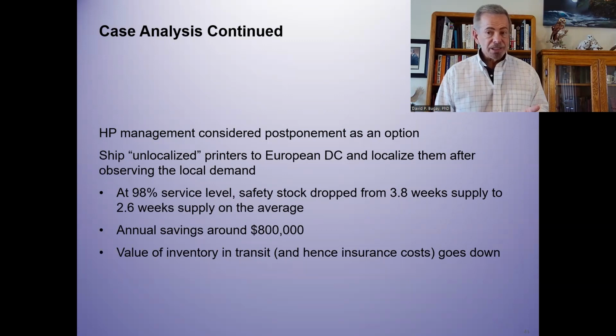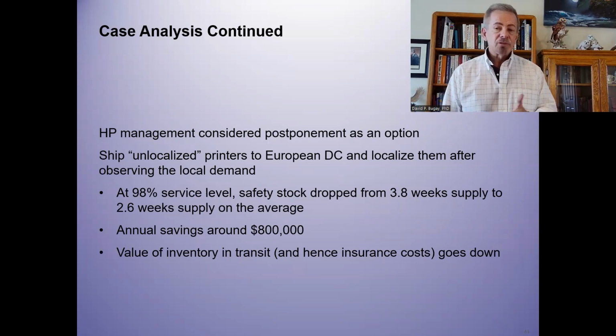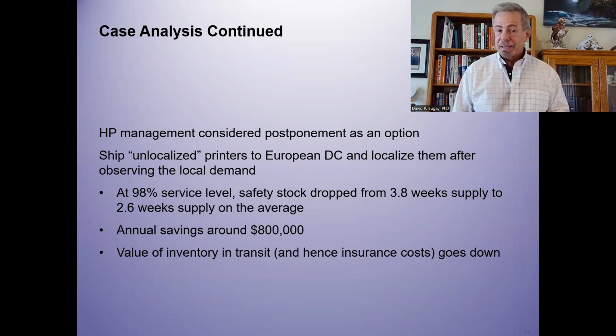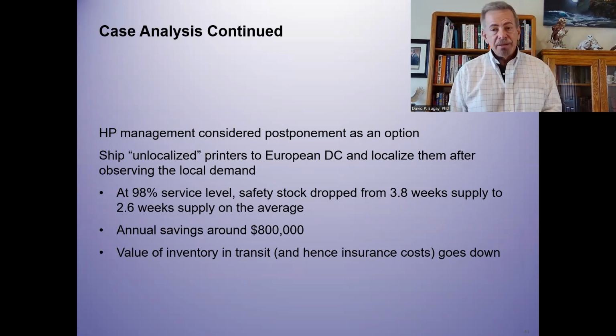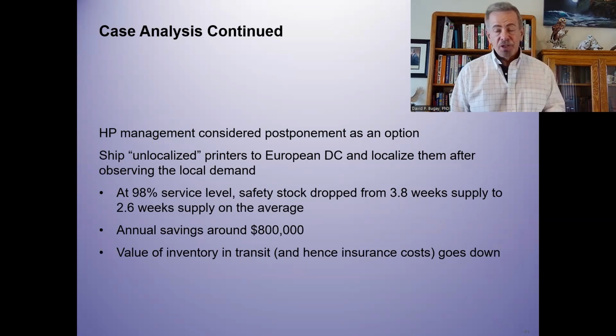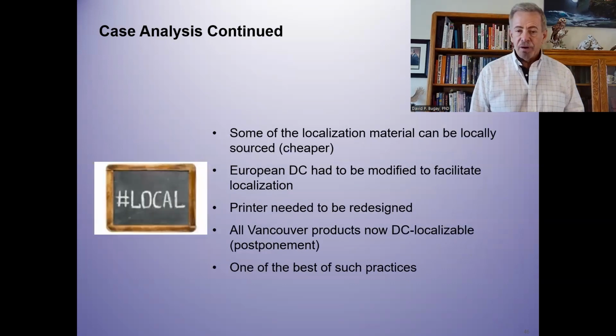But a 2.6-week supply is a bit terrifying if you're trying to make certain that those shelves are constantly stocked. Empty shelves don't sell anything. But by having that lower supply level, they actually saved about $800,000 a year. And now you're talking about even in a mega company, like you have with HP, $800,000 is nothing to sneeze about. That's a big deal. So the value of the inventory in transit, pay attention about insurance costs, that all goes down, and you have the whole aspect of inventory, and everybody knows you don't want to have inventory in your system. If you can keep it in somebody else's system, that's always better off.